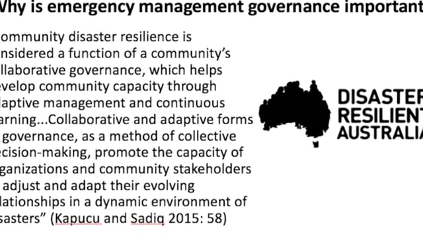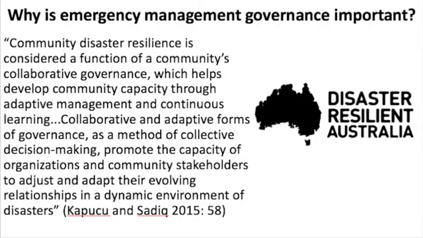So why is emergency management governance important? It's important because it relates to this notion of resilience. How do we bounce back from a particular hazard or disaster or emergency happening in our local community? So this particular quote I really like from, I think it's Capuccio and Sadiq, but I could be totally wrong again because I'm daft with these things. They say, community disaster resilience is considered a function of a community's collaborative governance. It helps develop community capacity through adaptive management and continuous learning.